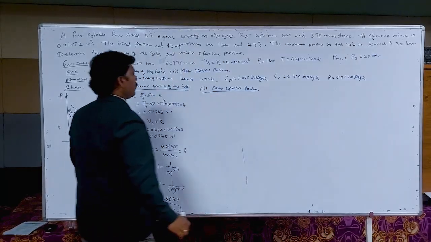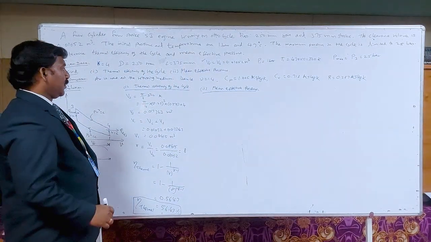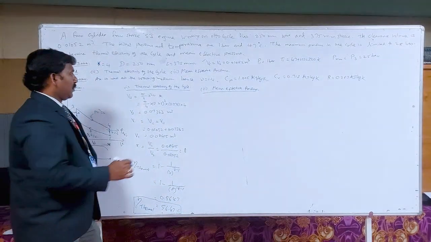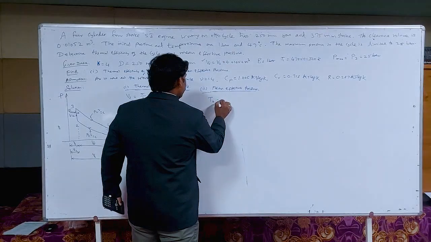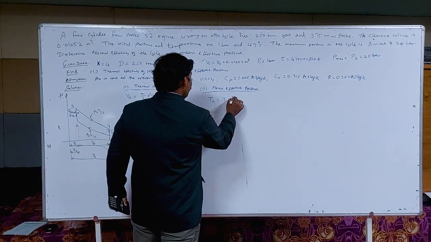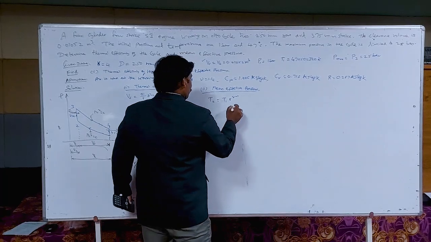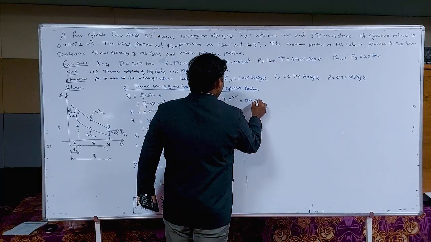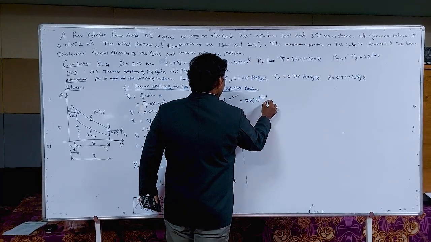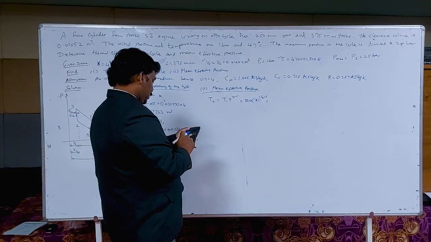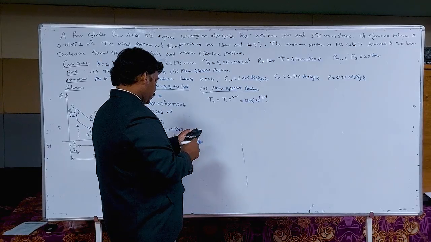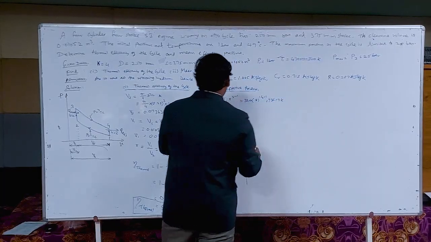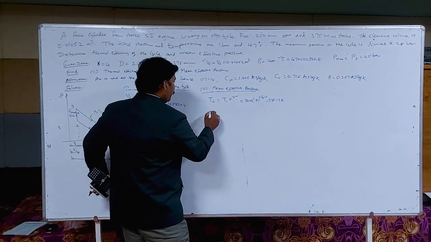For finding mean effective pressure, let us start with finding out the temperature after compression. After compression, the temperature is T2. I have to find T2. T2 is equal to T1 into r power gamma minus 1. T1 is 320 Kelvin. So 320 into 8 power 1.4 minus 1, which is 8 power 0.4, is 735.17 Kelvin.